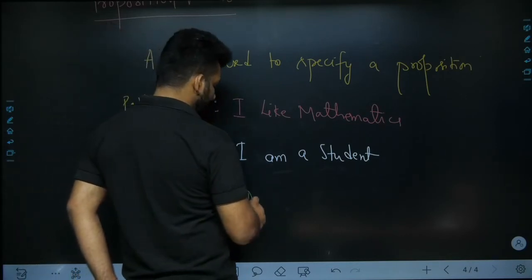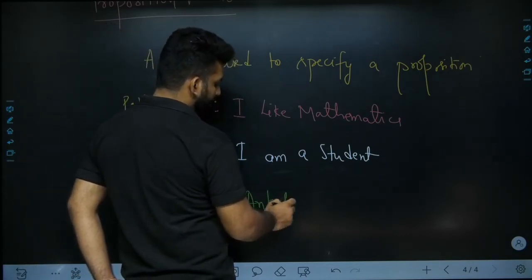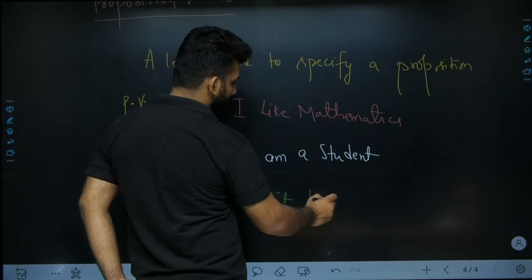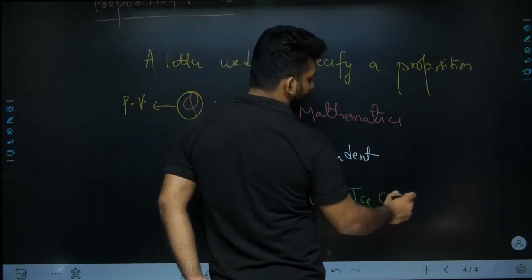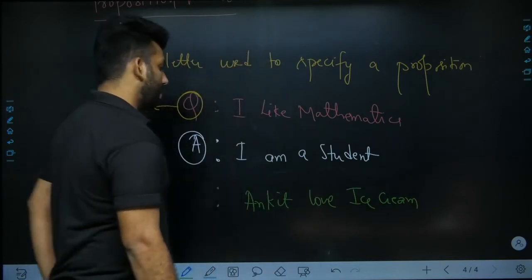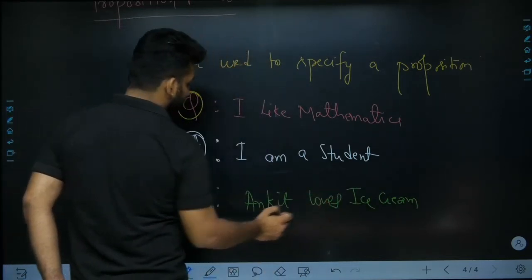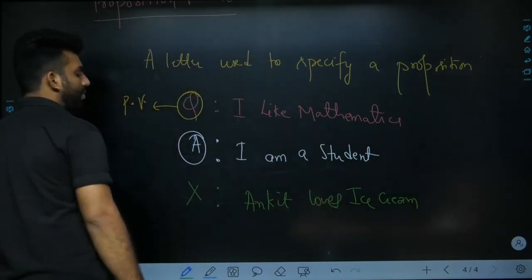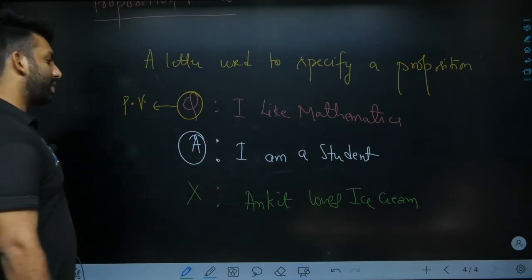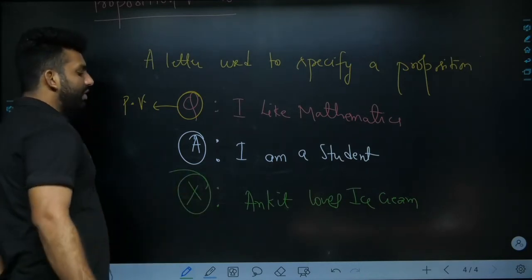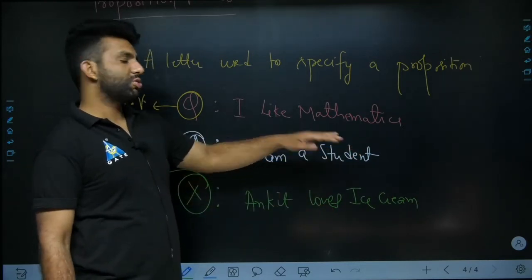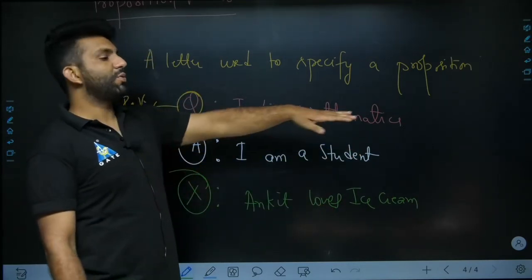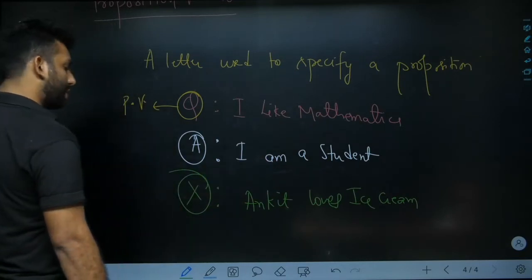Ankit loves ice cream. Let's say this is denoted by the variable X. So what is this X? This is the proposition variable for this proposition. A was the proposition variable for the previous proposition. Q was the proposition variable for the first proposition. You can clearly see over here.